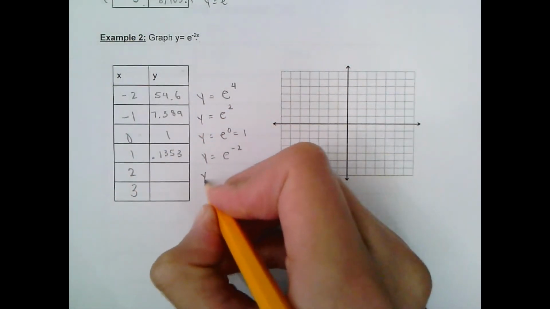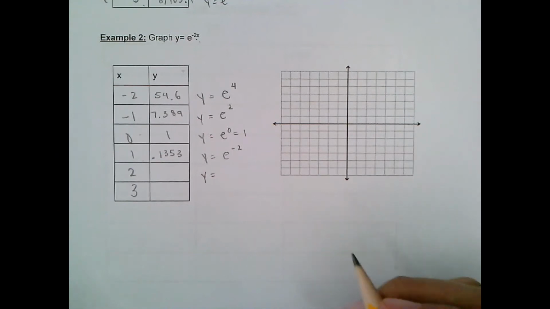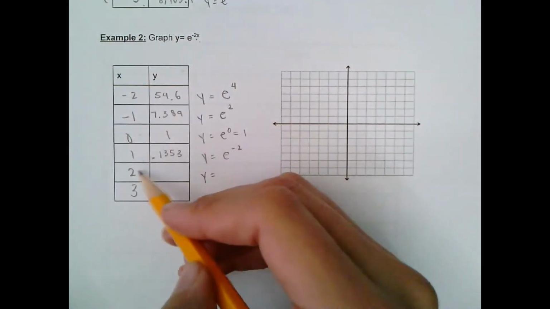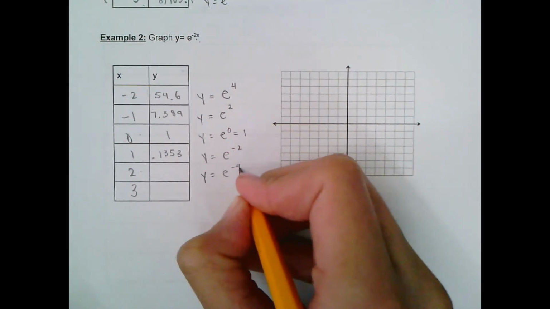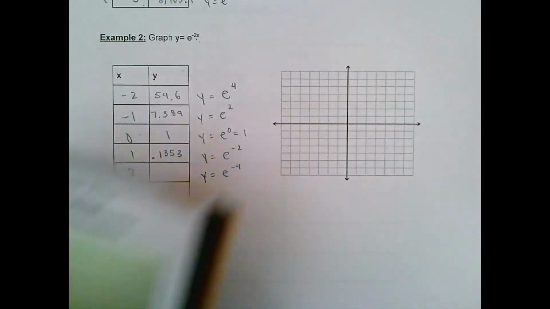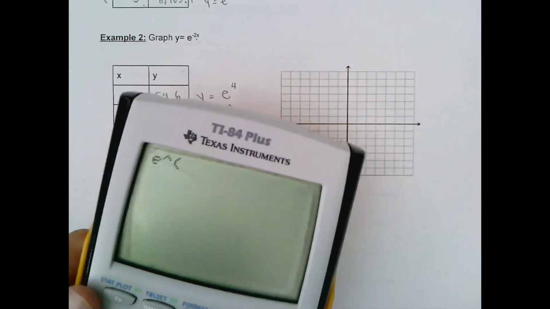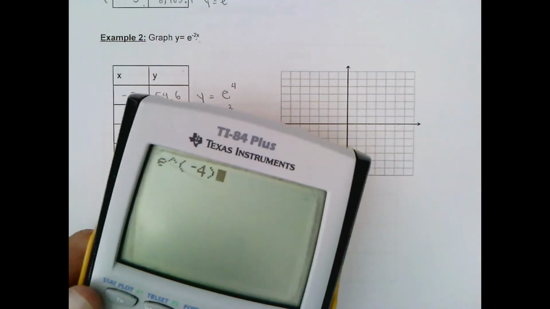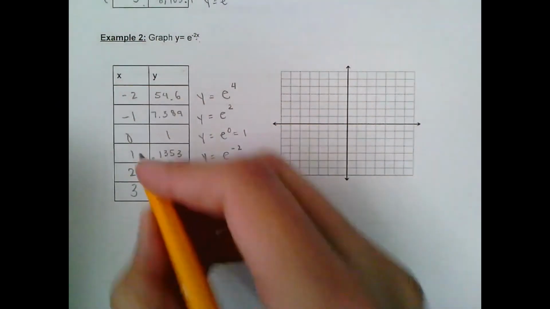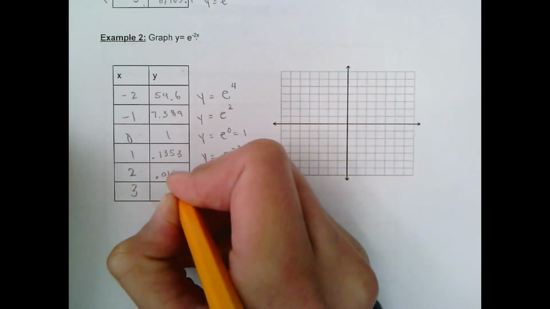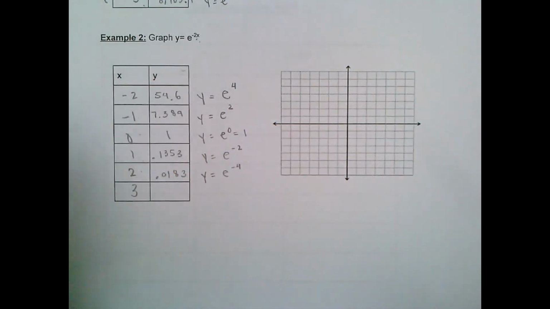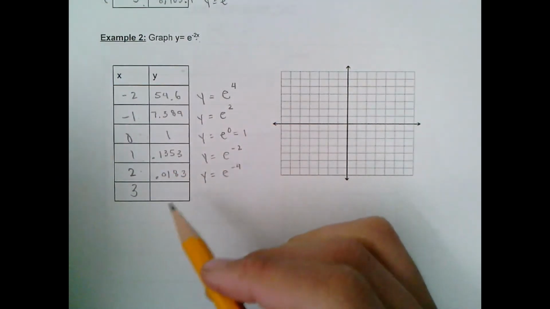All right, let's go on now. So y equals e to the negative 2 times 2. That's going to be e to the negative 4th power. I would use my calculator, and I'm already imagining that's going to be a tiny number. Yeah, 0.0183. And by the way, guys, I knew it's tiny because it's large here, and then it's getting smaller.